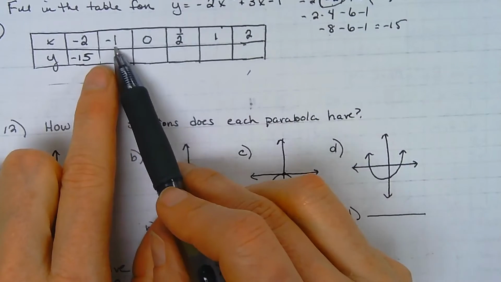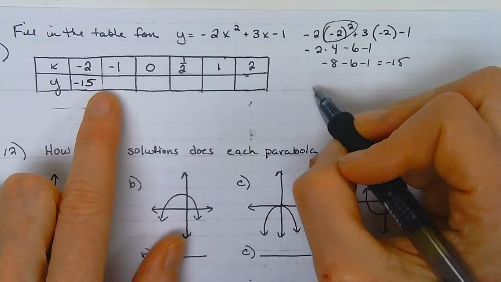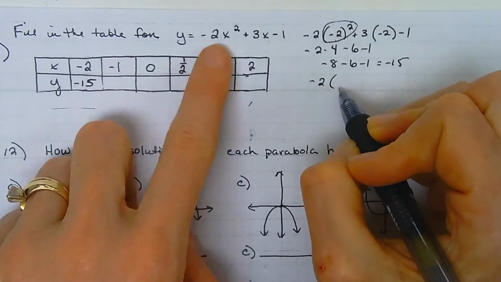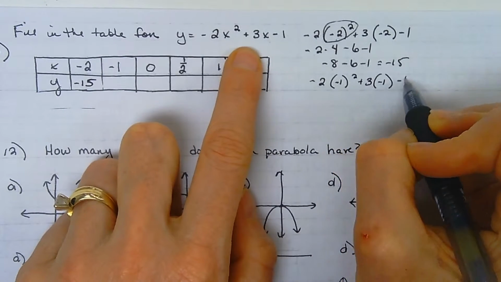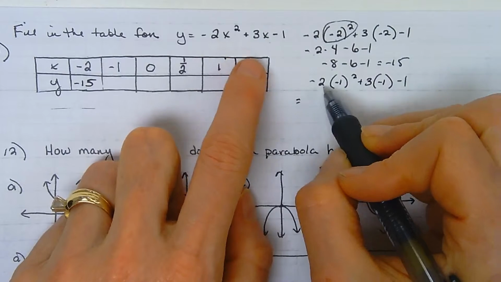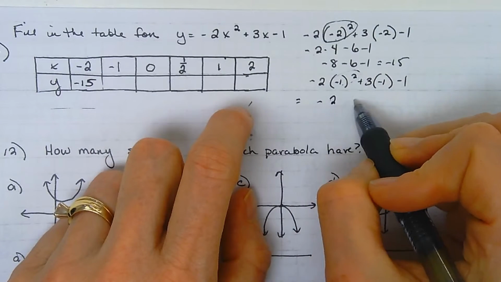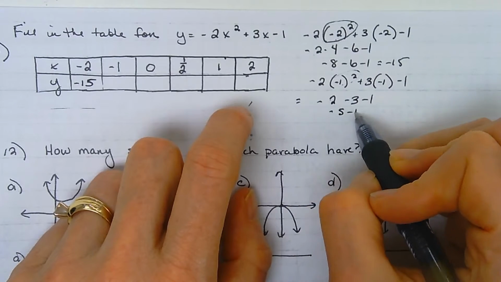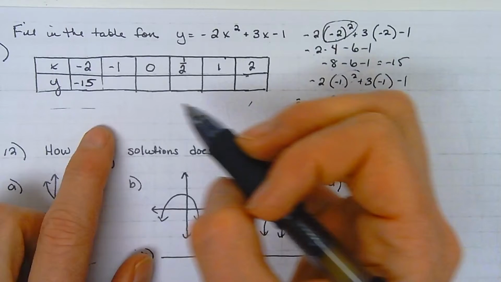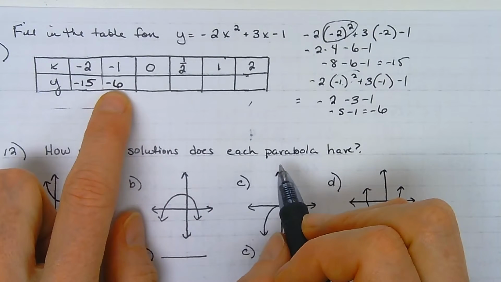I will now put in x equals -1 into the quadratic equation. -2 times -1 squared plus 3 times -1 minus 1. This is 1, so it's -2 times 1, which is -2, minus 3 minus 1. That's -5 minus 1, which is -6. When I put -1 into the equation, I get -6.